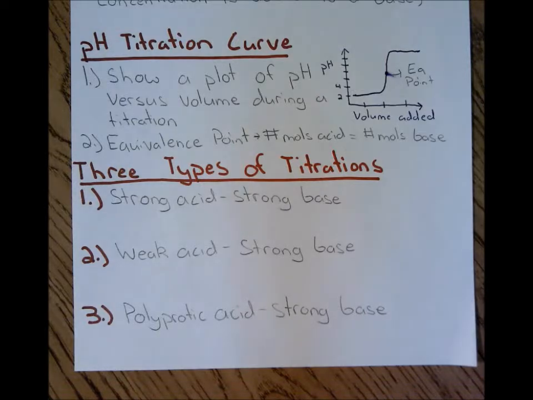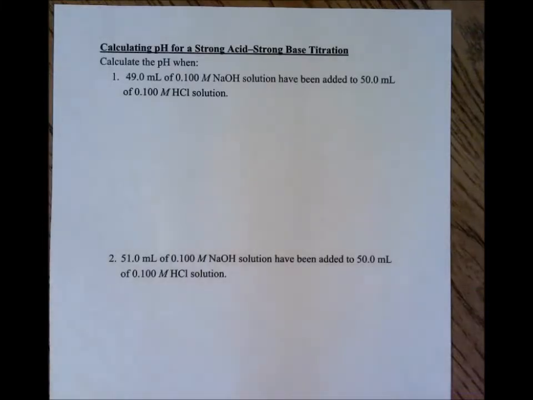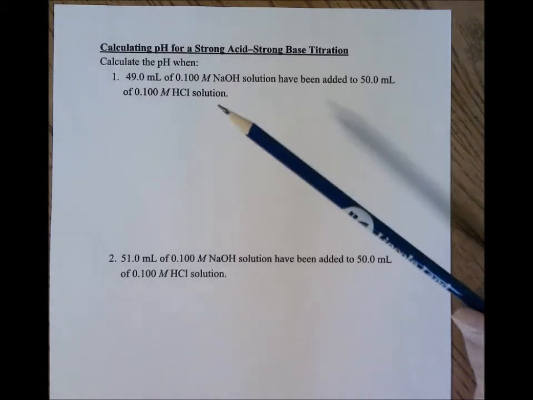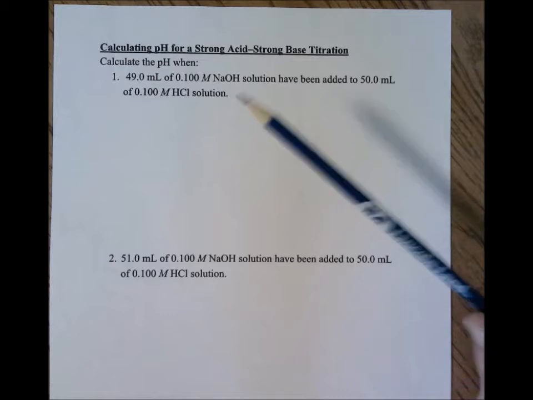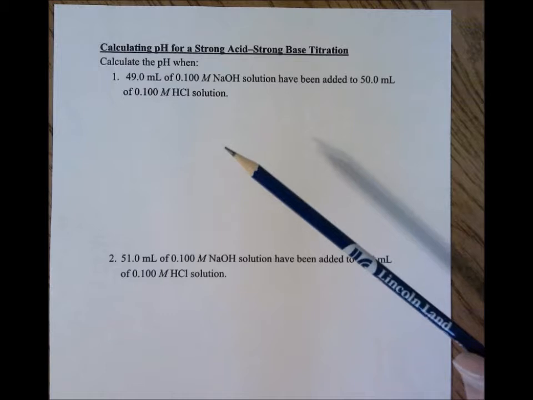Now, the best way to go over this is jump right into the fire here and start out with a particular problem. So we want to know what is the pH during a strong acid, strong base titration. So right here in the first problem, we add 49 milliliters of 0.1 molar NaOH solution to 50 milliliters of 0.1 molar HCl solution.